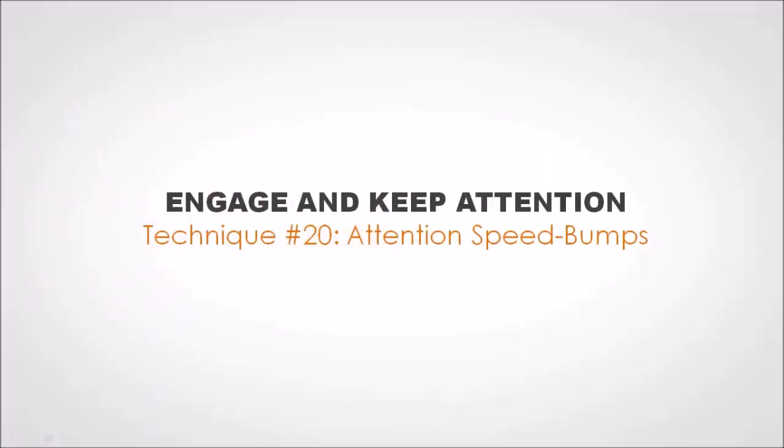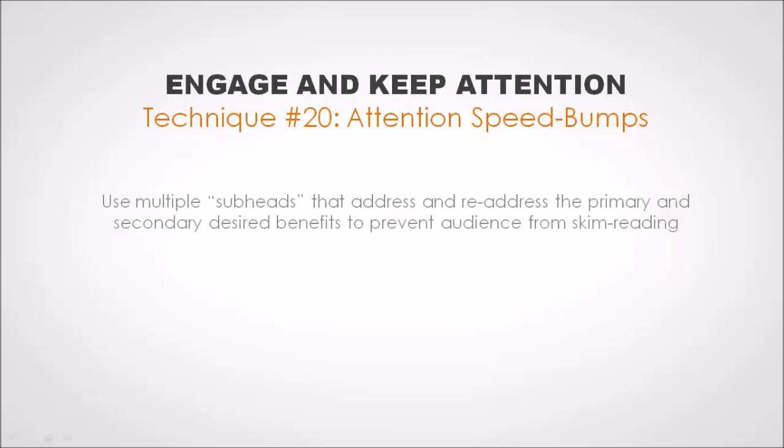This next set of techniques is going to help your content become more engaging. We already know that people have a very short attention span nowadays, and if your content is not engaging and not interesting, then they're going to look somewhere else. So these techniques are going to help you keep their attention and ensure that they read through your entire piece of content. Technique number 20 is attention speed bumps. It works by using multiple subheads to slow your audience down and prevent them from skim reading.